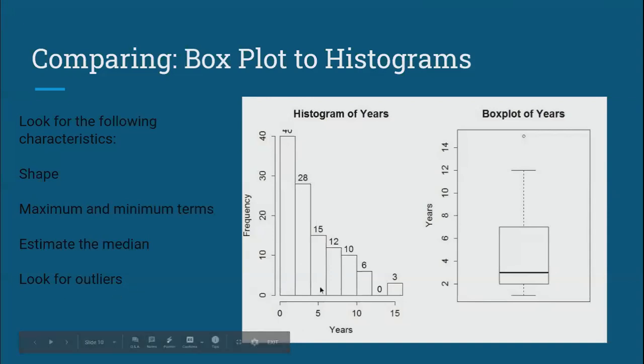Outliers are anything that is separated from the bulk of the data. Here, all the data is over here. So we have these three things sitting out here, and you see this dot out here? That represents the outlier. So that's how we can say that these two match.